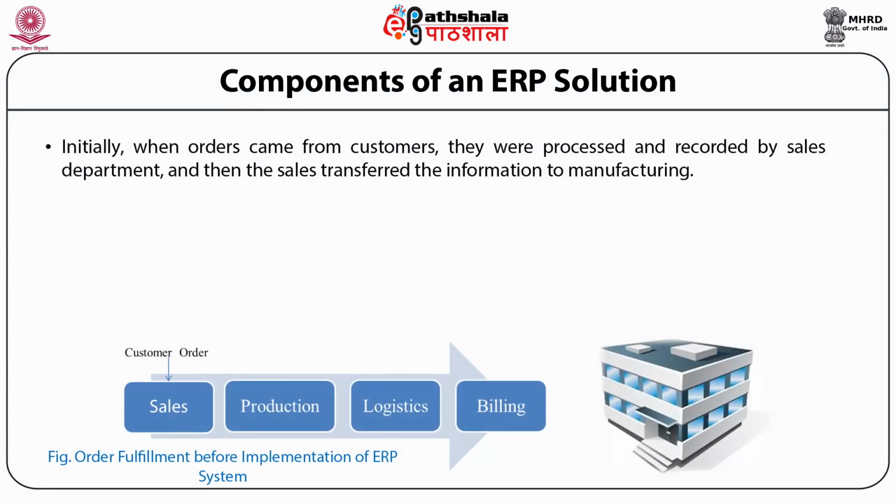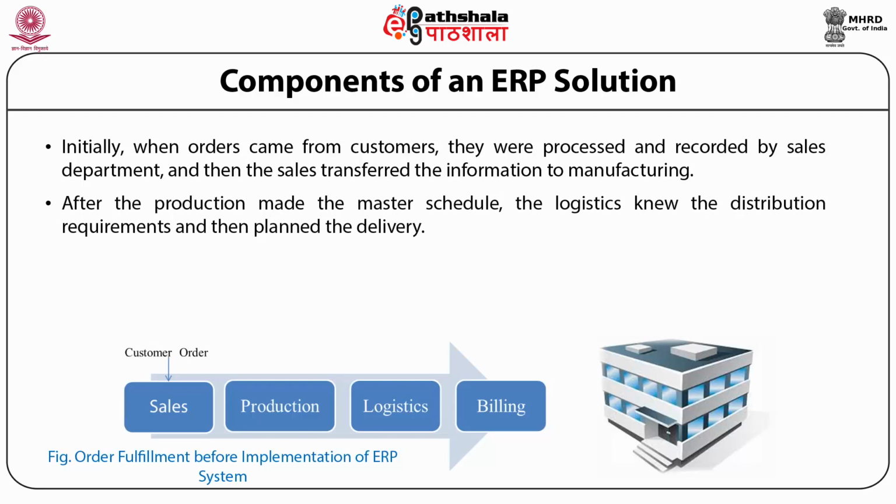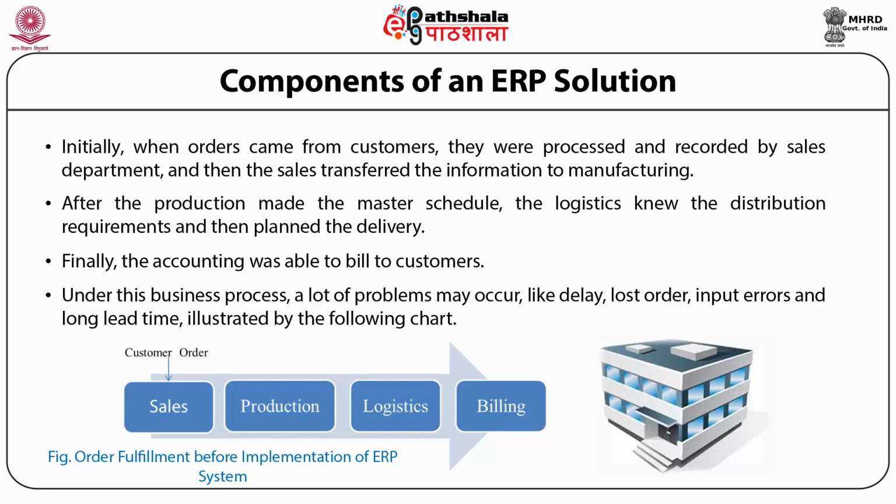Initially, when orders came from the customer, they were processed and recorded by the sales department, and then the sales department transferred the information to manufacturing. After production made the master schedule, logistics knew the distribution requirement and then planned the delivery. Finally, accounting was able to bill the customers. Under this business process, a lot of problems may occur, like delay, lost orders, input errors, and long lead time, as illustrated by the following chart.